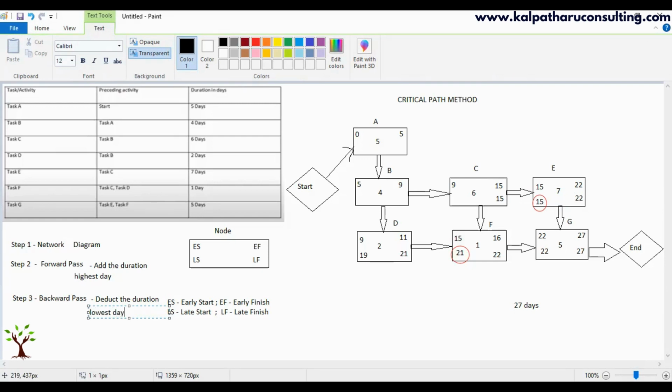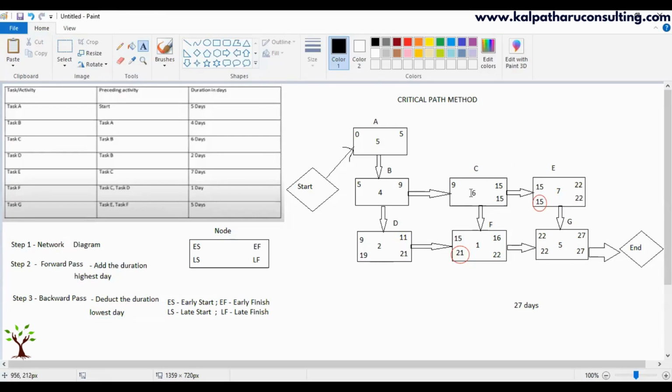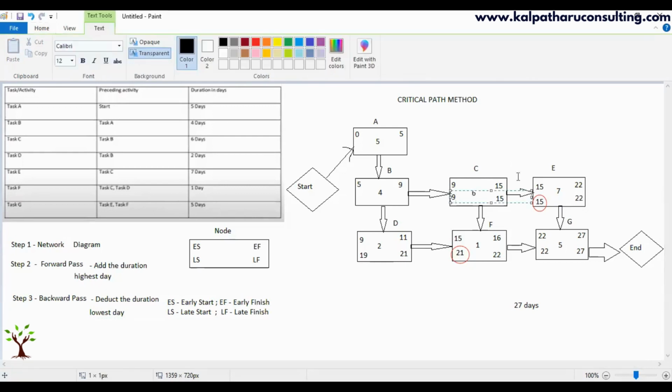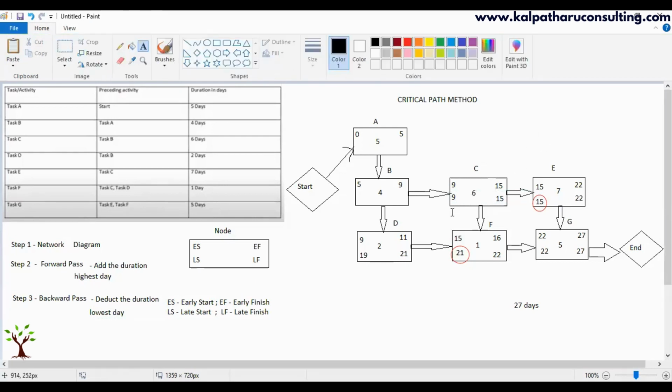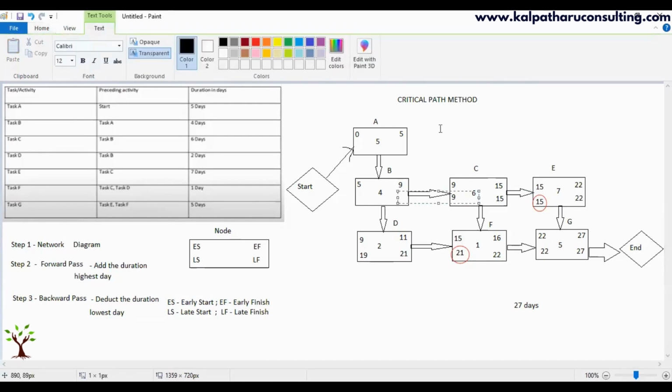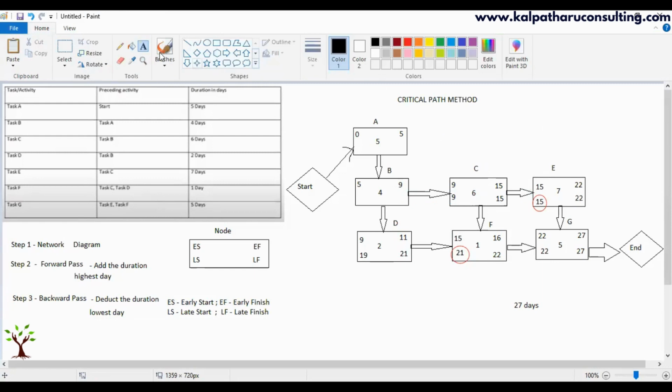Lowest day. 15 minus 6 is 9. So C is starting on the 9th day. But now when are we going to start 9? You can start on the same day, 9th itself.